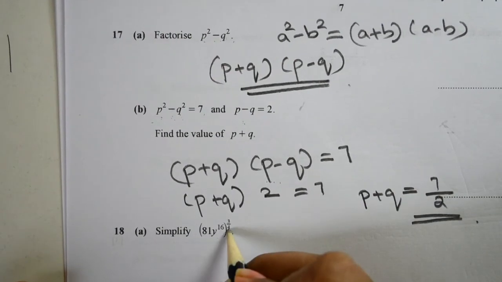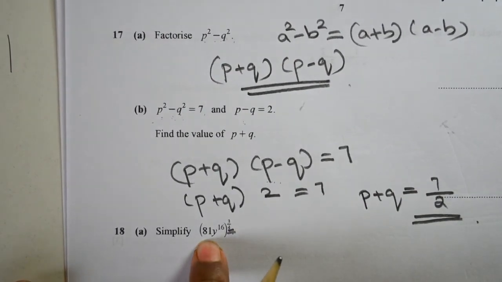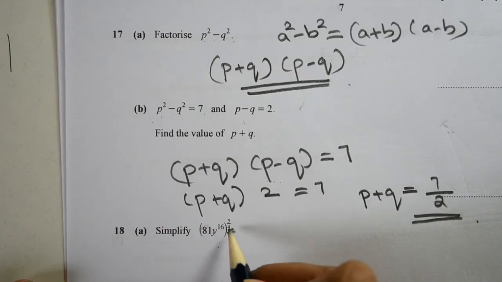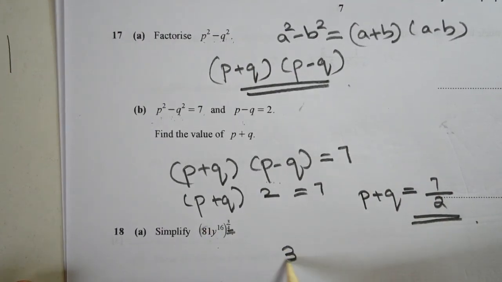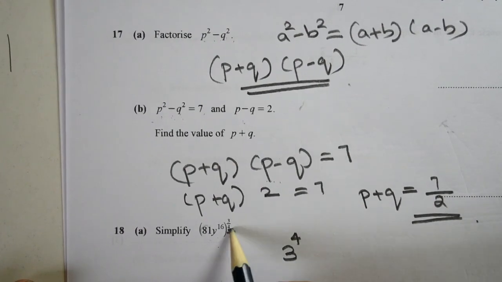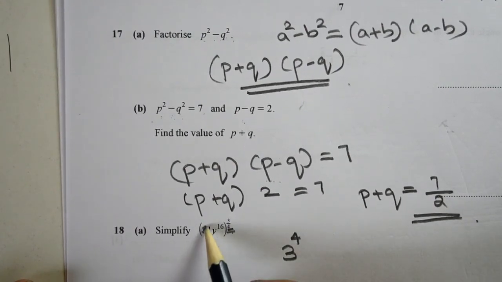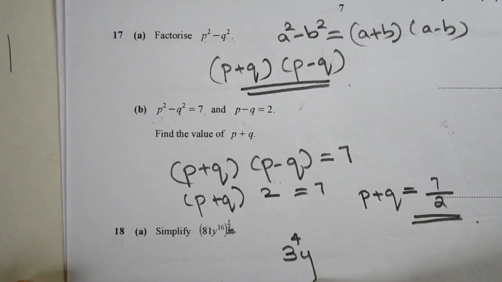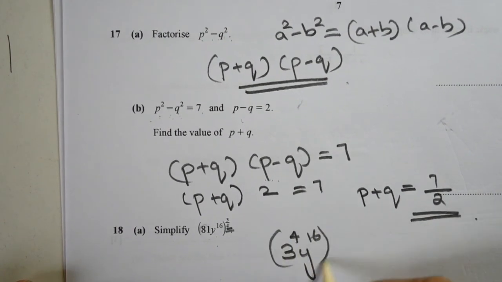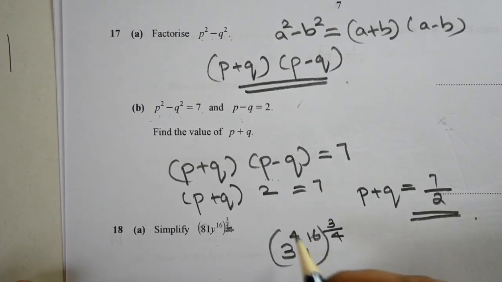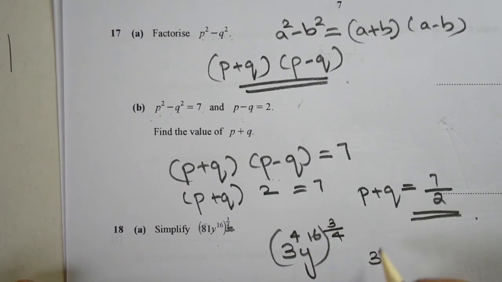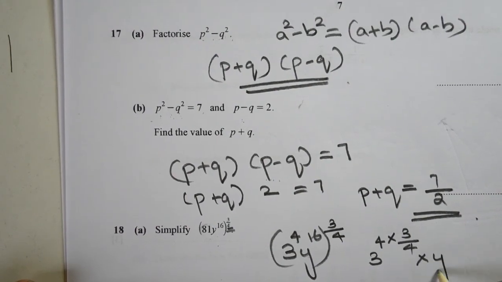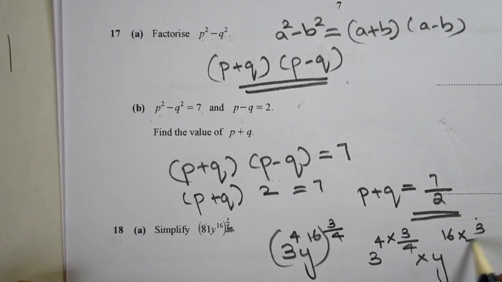So look at the denominator, it is 4, right? So you have to represent this 81 in terms of 4. Now 81 in power of 4 means 3 power 4. Every time if the denominator is 2, represent the number in terms of that power 2. 3 power 4, y power 16, the whole power 3 by 4. Then multiply the powers. How? 3 power 4 times 3 by 4 into y power 16 times 3 by 4.